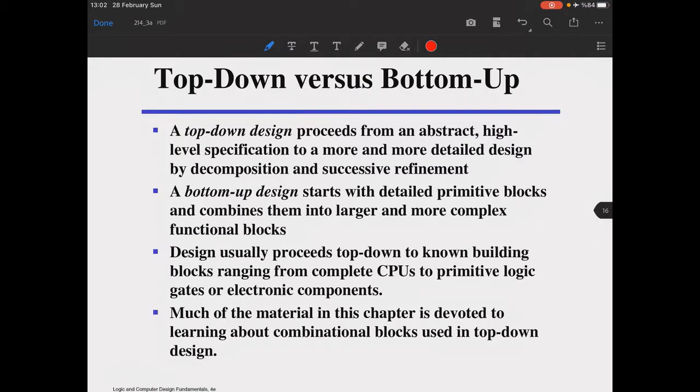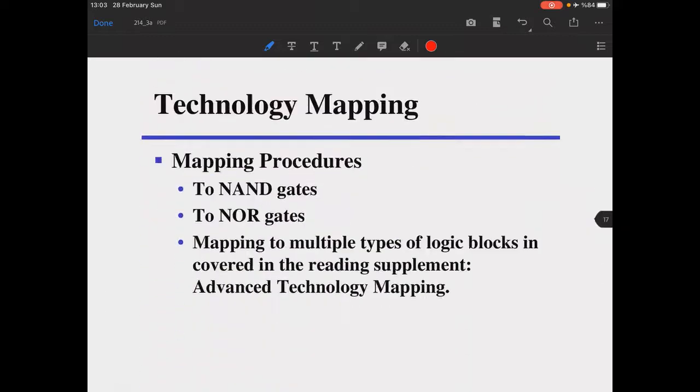As we mentioned a few moments ago, a top-down design proceeds from an abstract high-level specification to a more and more detailed design by decomposition and successive refinement of those functions. Okay, that is what we have done so far. A bottom-up design is just the reverse. It starts with the basic primitive blocks, then you go up by combining them together. It's a bit harder to see, and most of the questions and approaches used in the textbook, and I myself, usually use the top-down approach in the problems.